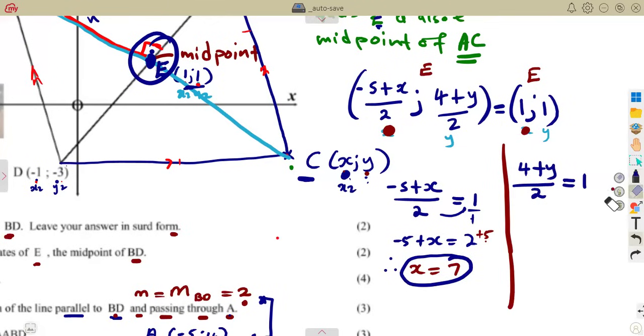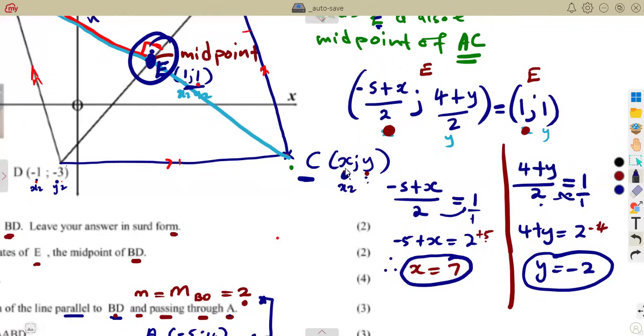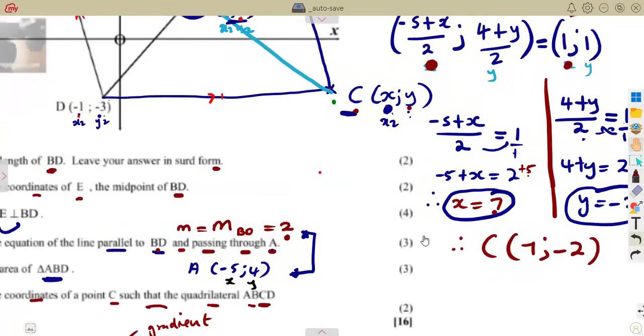You do the same thing to find the value of Y. In this case, cross multiply also. That's 4 plus Y is equal to 2 times 1, which is 2. Then we're going to take the 4 this side. It becomes a negative. So that will be -4 here. So Y is equal to 2 minus 4, which is -2. So there we have got the value of Y and the value of X at the point given as C. So therefore, our point C, the X value is 7, the Y value is -2. You can find it that way using the midpoint concept.